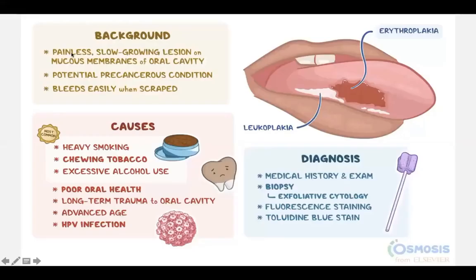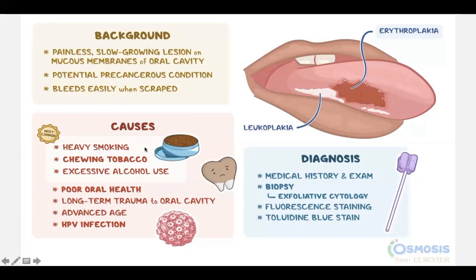So in the background, we see a painless, slow-growing lesion on the mucous membrane of the oral cavity, a potential precancerous condition, worrisome condition, that bleeds easily when scraped. When we are taking a biopsy for erythroplakia, when you scrape it, it will bleed easily. Whereas leukoplakia is here on the white left side.